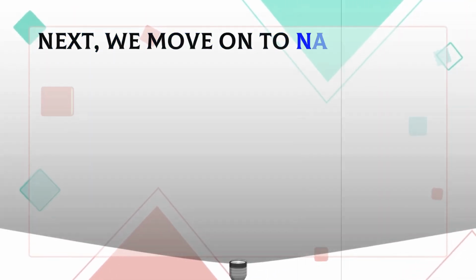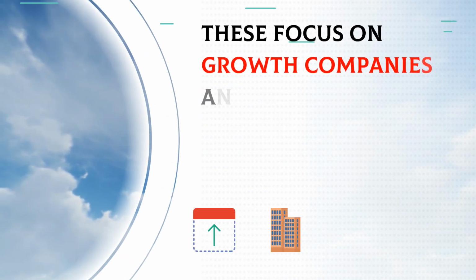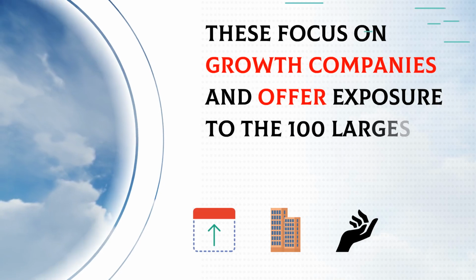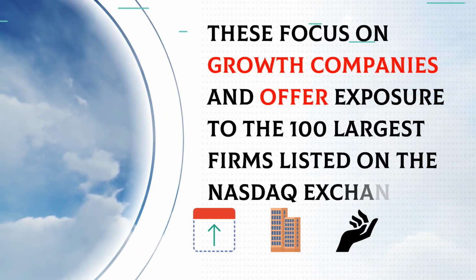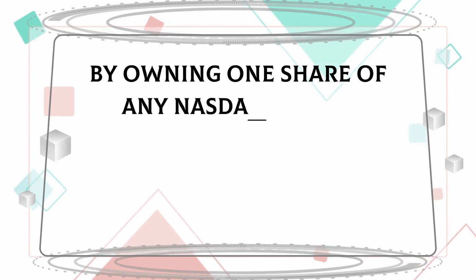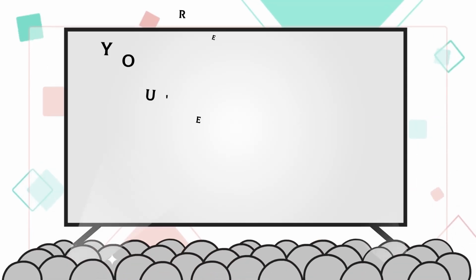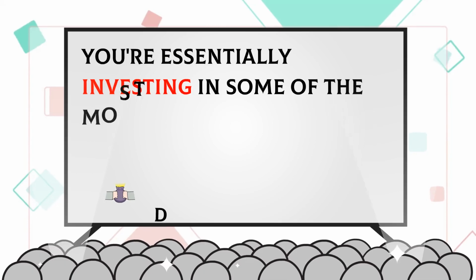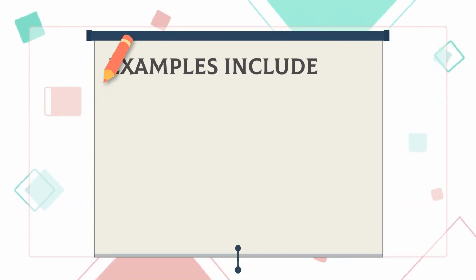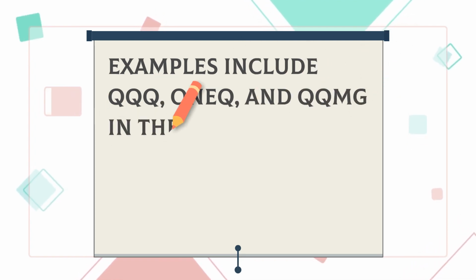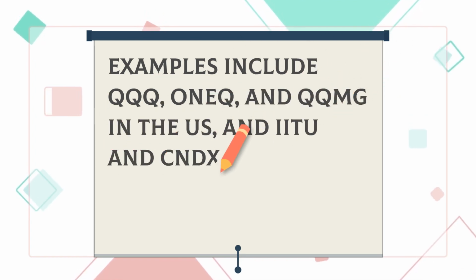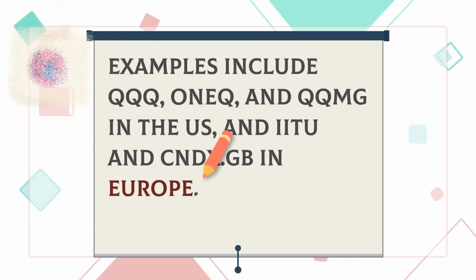Next, we move on to Nasdaq 100 ETFs. These focus on growth companies and offer exposure to the 100 largest firms listed on the Nasdaq exchange. By owning one share of any Nasdaq 100 ETF, you're essentially investing in some of the most dynamic and innovative companies out there. Examples include QQQ, ONEQ, and QQMG in the US, and EQQQ and CNDX.GB in Europe.